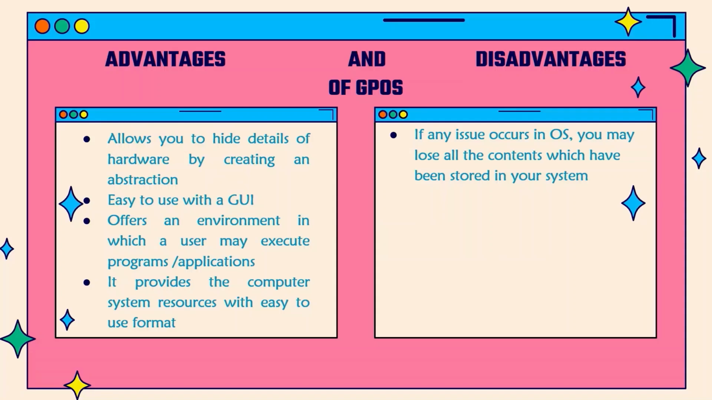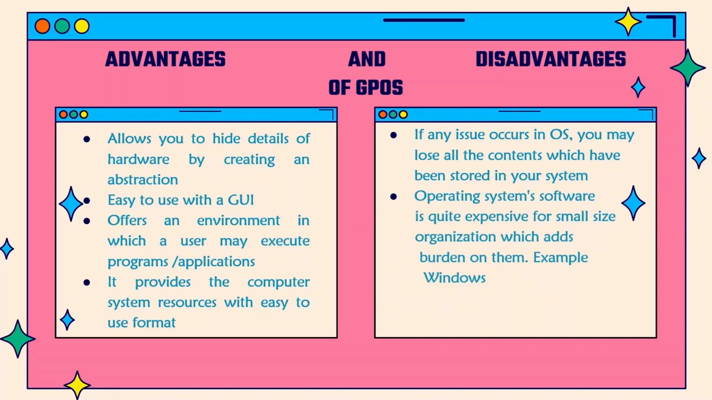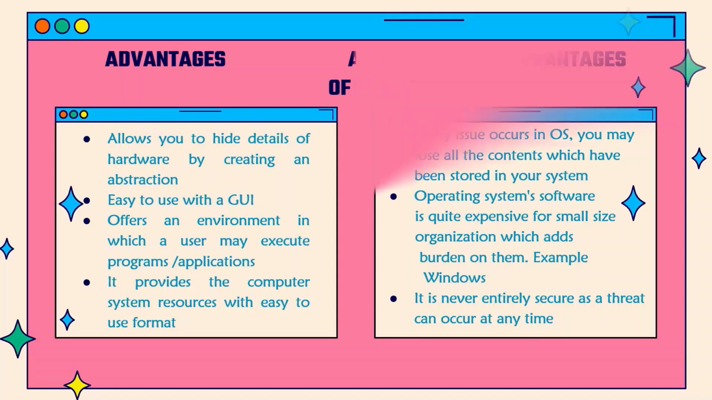Some disadvantages of a general purpose operating system are: if any issue occurs in the OS, you may lose all the contents which have been stored in your system. Operating system software is quite expensive for small size organizations, which adds a burden on them. Example, Windows. It is never entirely secure as a threat can occur at any time and at any part.